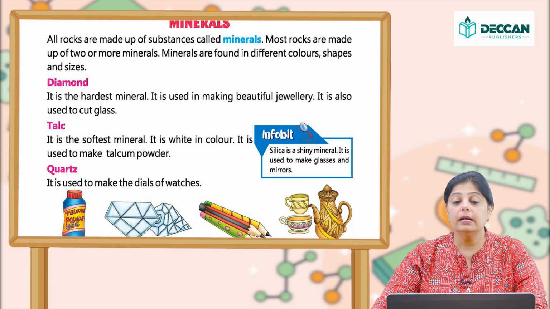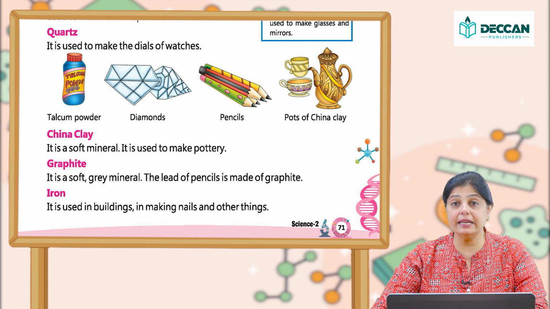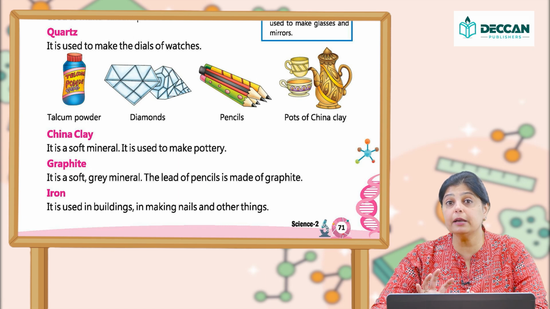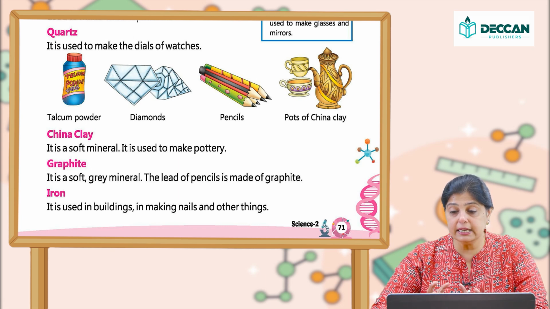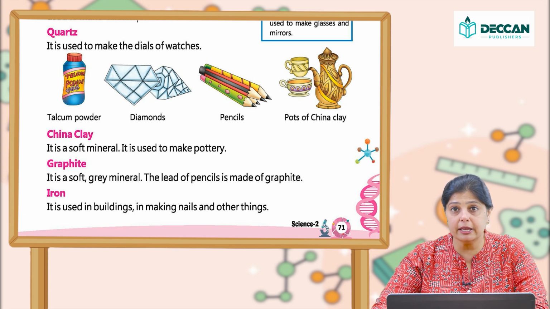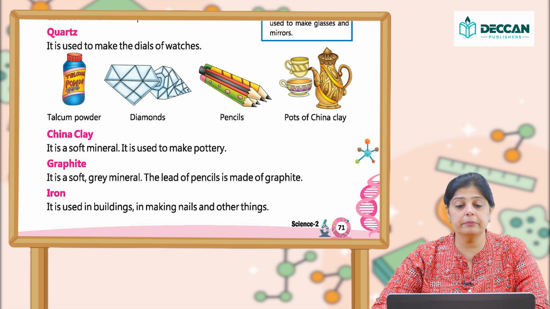Now, let's talk about china clay. China clay is also a soft mineral and it can be molded very well, and that is the reason why it is used to make pottery. China clay pots are used. People also make different types of tea kettles and cups using them.